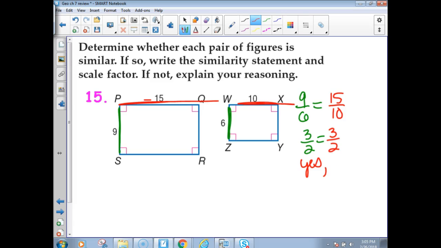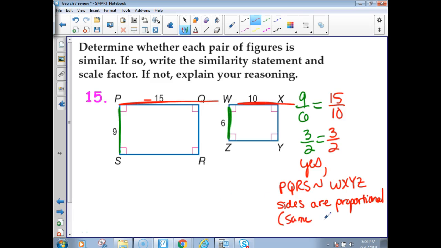The similarity statement would be PQRS is similar to WXYZ, and that would be because sides are proportional. Or the ratio of the sides is the same. Same ratio.